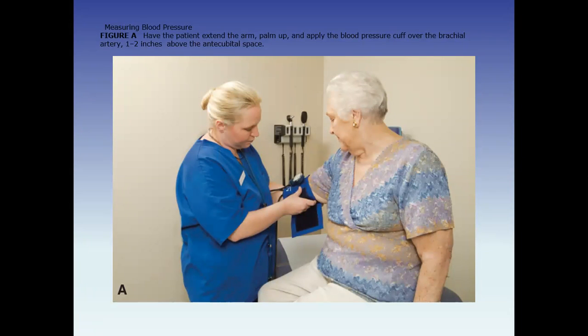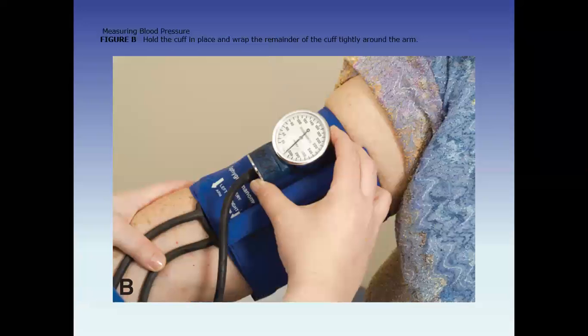Having the patient extend the arm palm up, apply the blood pressure cuff over the brachial artery, 1 to 2 inches above. So it should be right there, a little bit above, right in the middle. And you see how she has this right here?